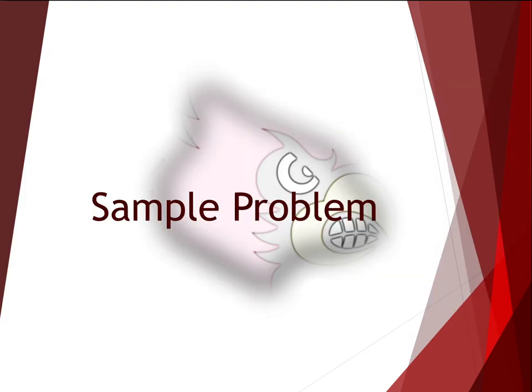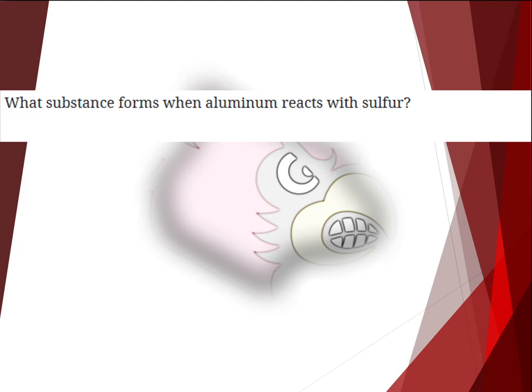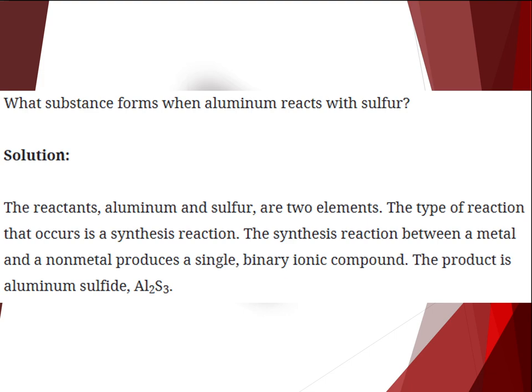Take a look at a sample problem. What substance forms when aluminum reacts with sulfur? Again, we are predicting the product. The reactants, aluminum and sulfur, are two elements. The type of reaction that occurs is a synthesis reaction. The synthesis reaction between a metal and a nonmetal produces a single binary ionic compound. The product is aluminum sulfide, Al2S3.